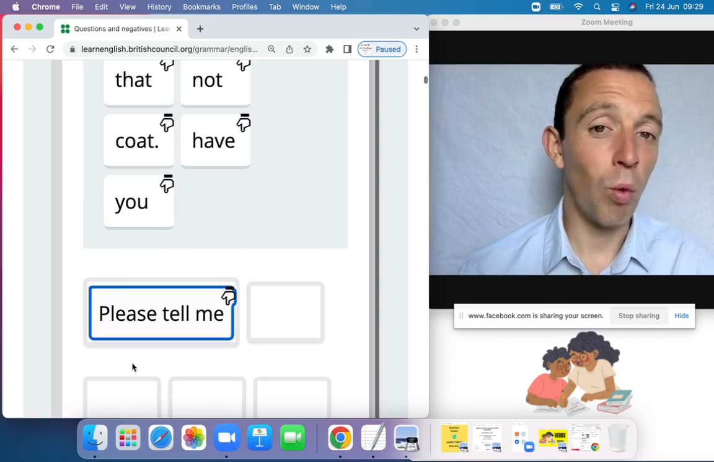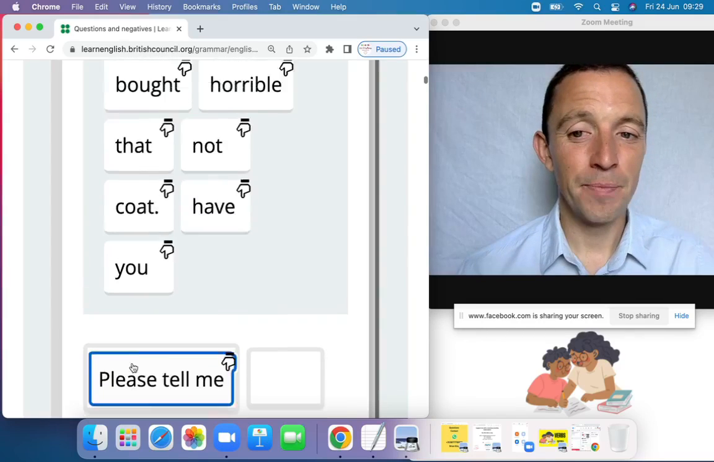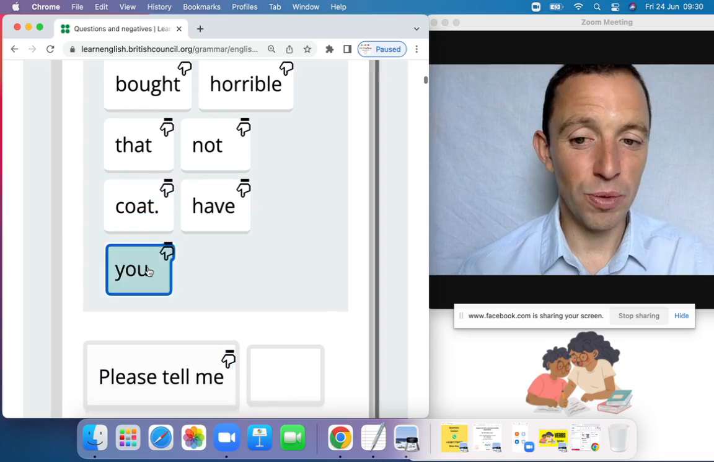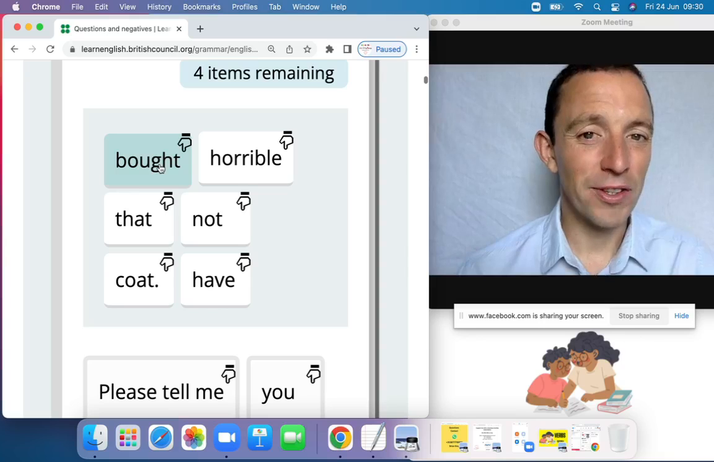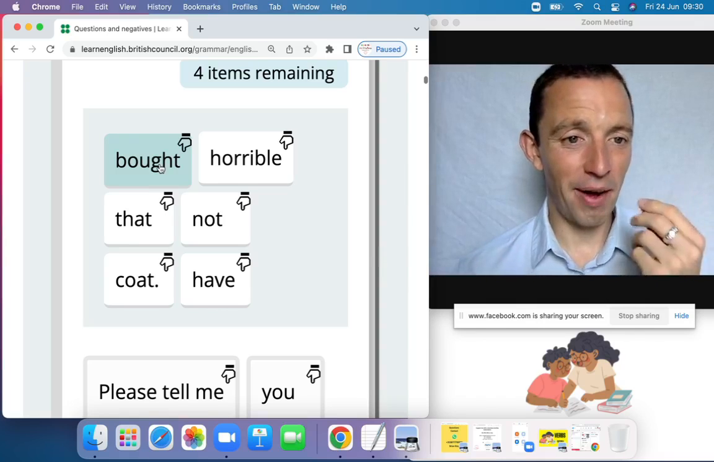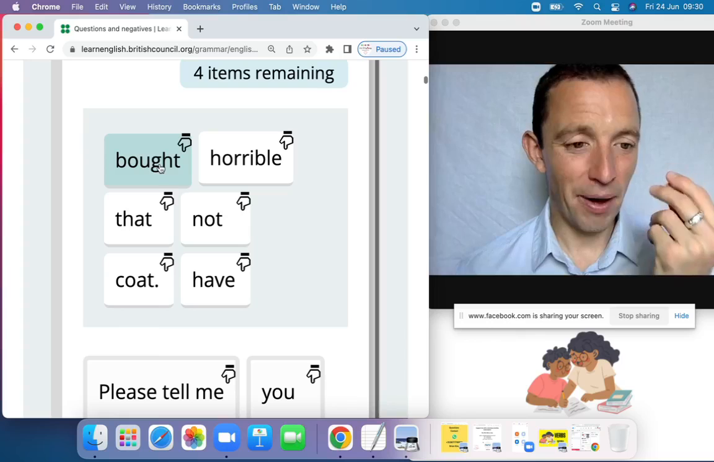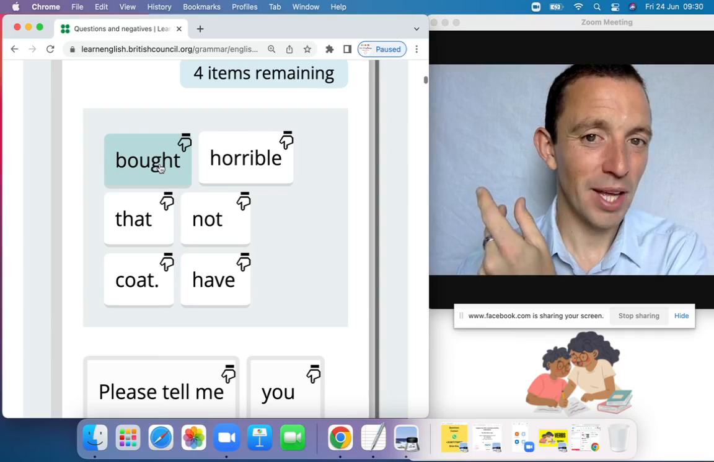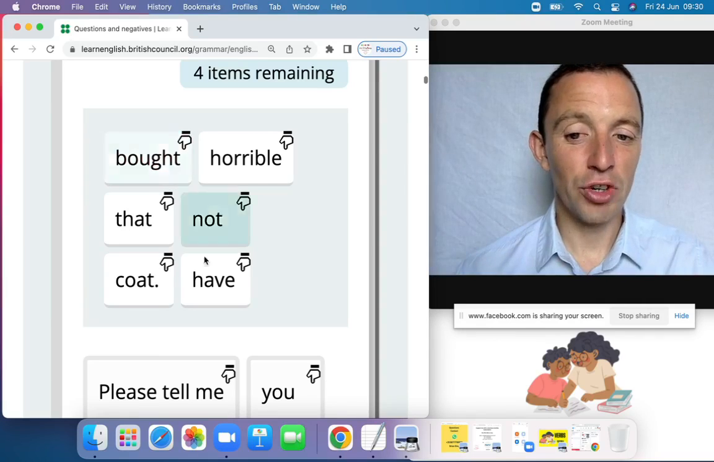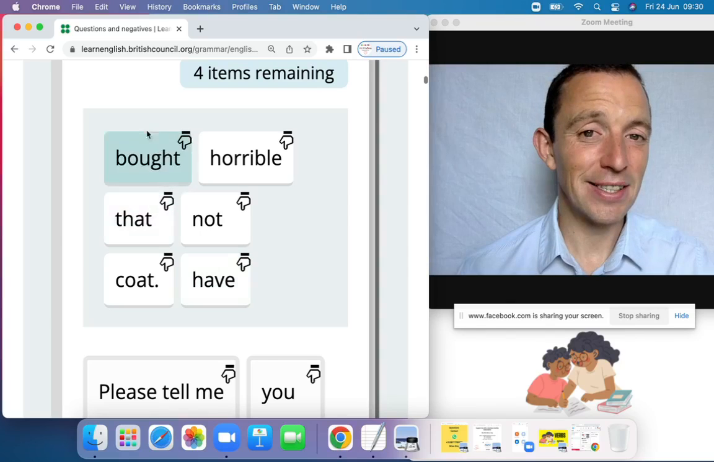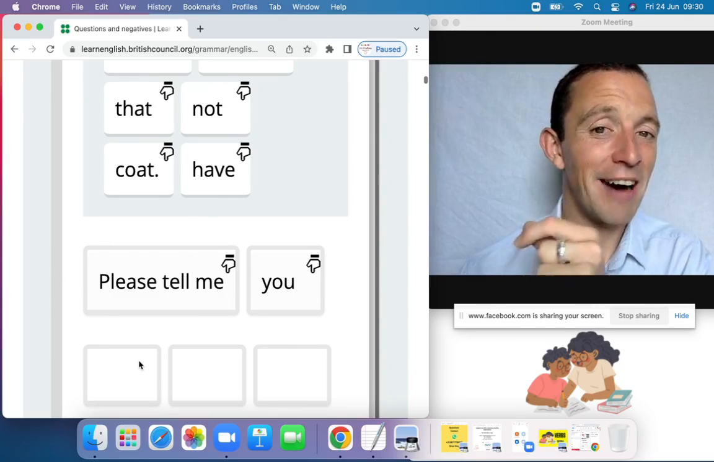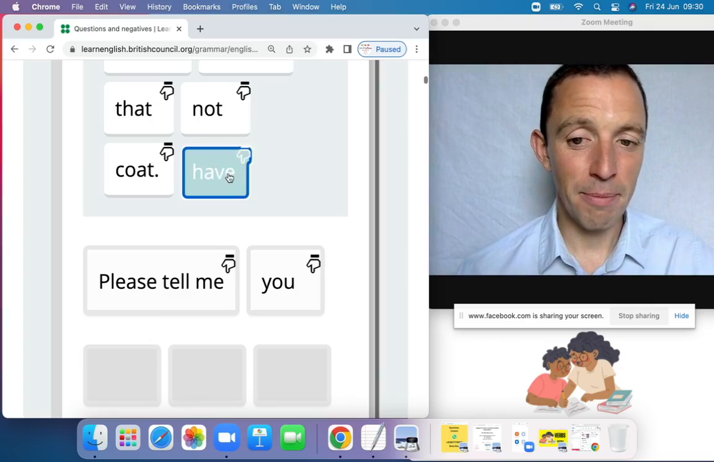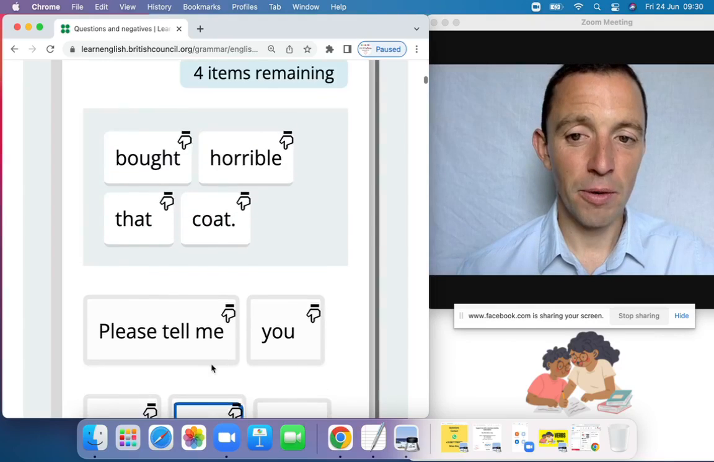Please, or first words, plural. Please tell me. Now the subject is you. The verb, have and bought. Bought is irregular for buy. Buy food, buy clothes, buy in the past is bought. So the construction is have bought. That's the present perfect. So please tell me you have bought, but it's the negative, therefore the position of not is after have. Please tell me you have not bought.